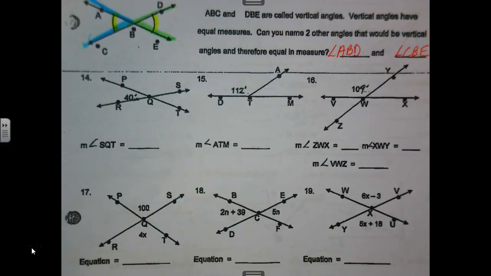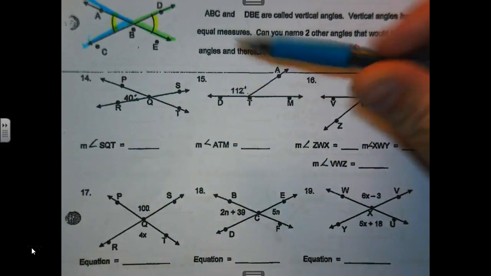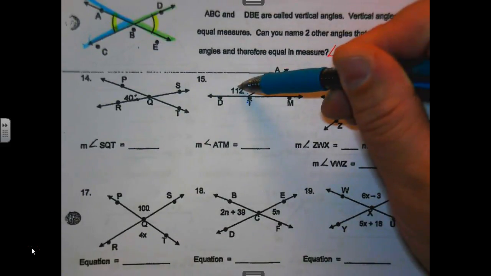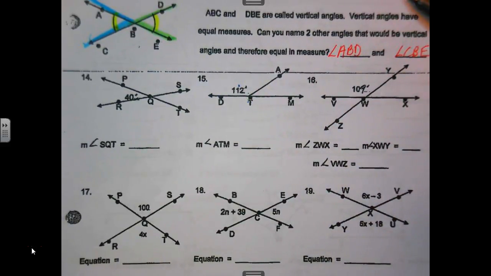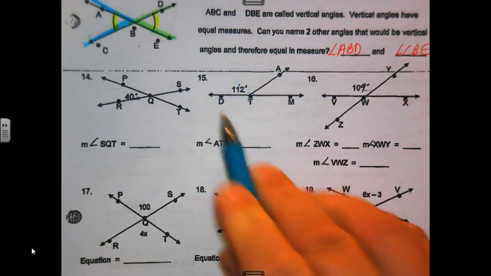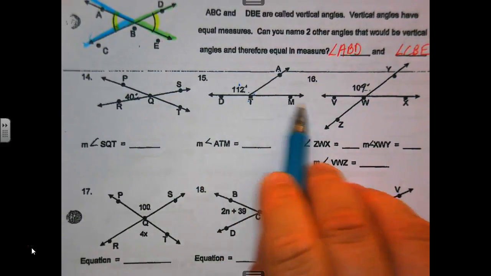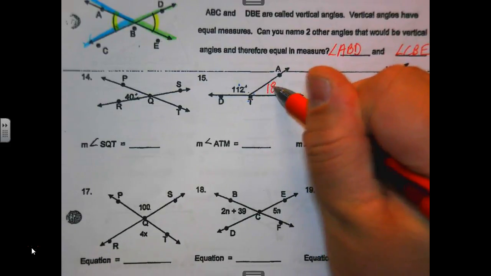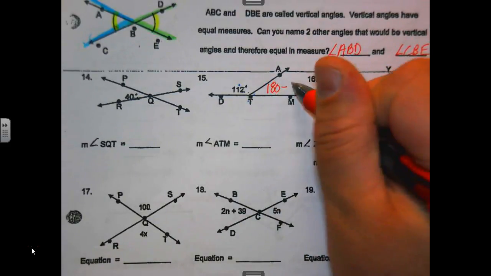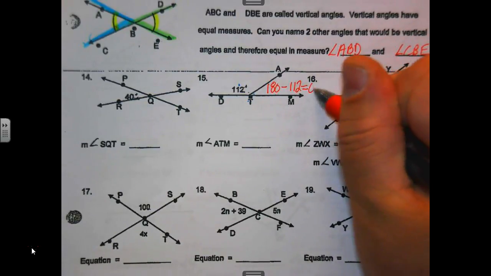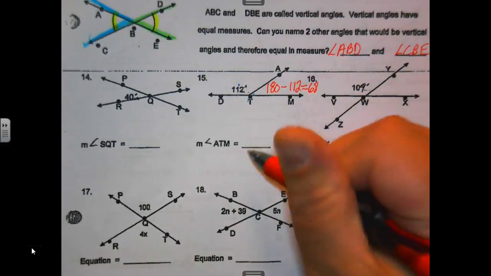Let's do 15. If the measure of angle ATD is 112, what do I know about two angles that form a line? What do they equal? 180. I'm going to subtract the 112 that I used. It's going to give me 68 degrees left.